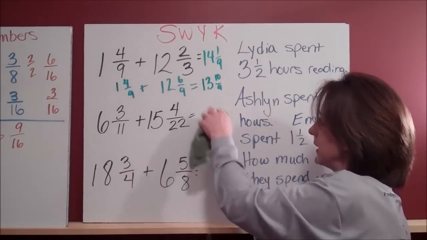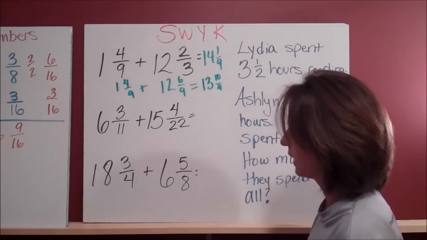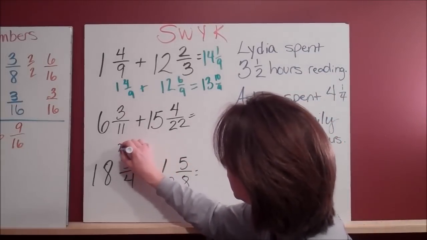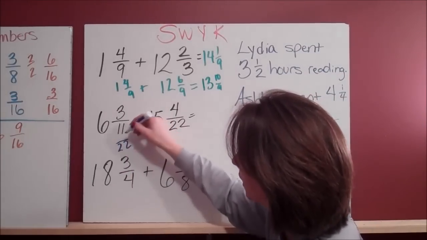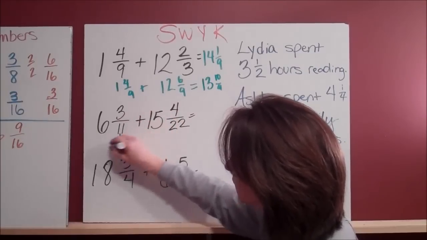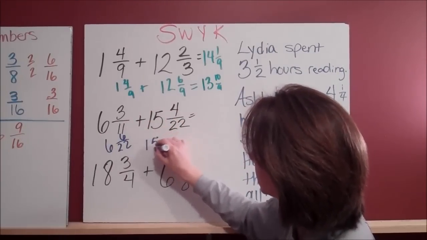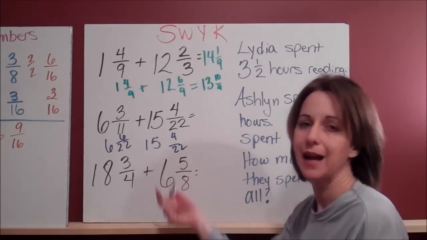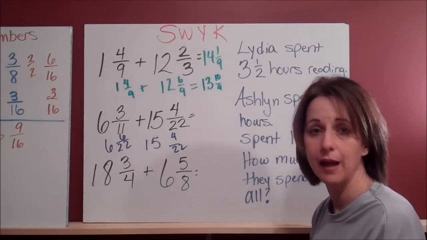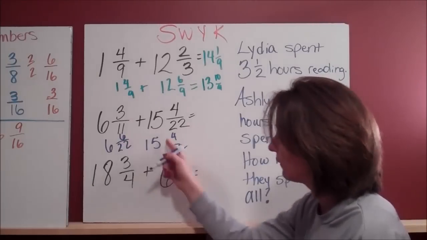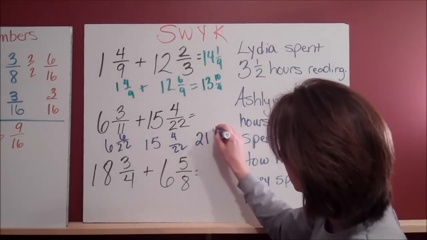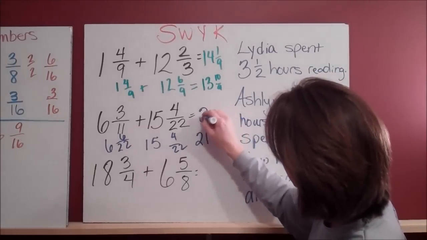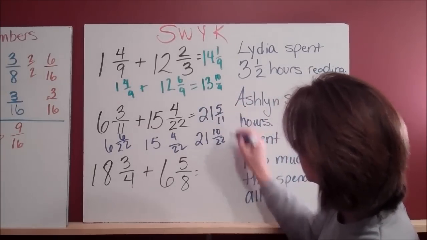Let's move this out of the way. All right, so now we're going to do this one, which hopefully you used your common denominator as 22. You multiplied this by a form of 1, 2/2, and you got 6 6/22s plus 15 4/22s. Hopefully you were able to see that you did not need to make a bond because you do not have 22 pieces. You only have 10. So your answer was 21 10/22s, but you simplified it to 21 5/11.